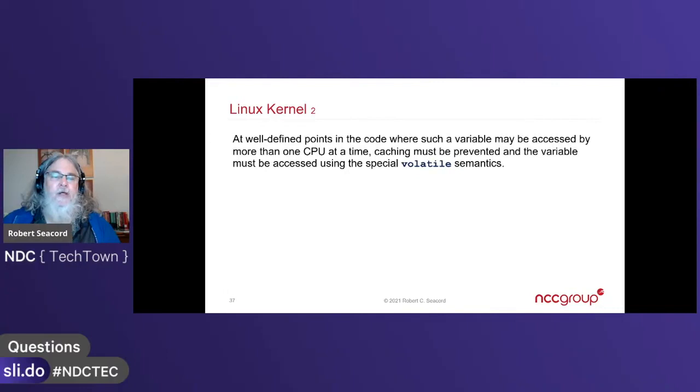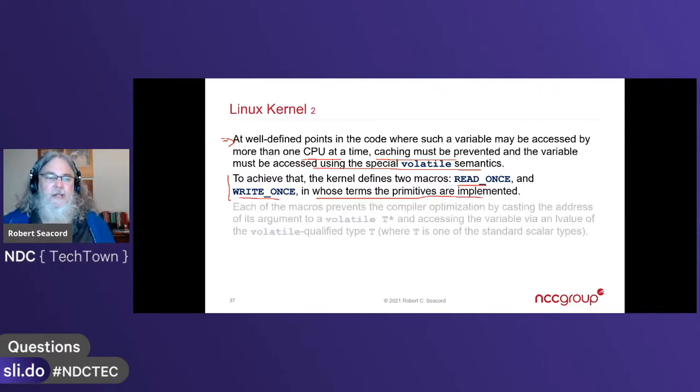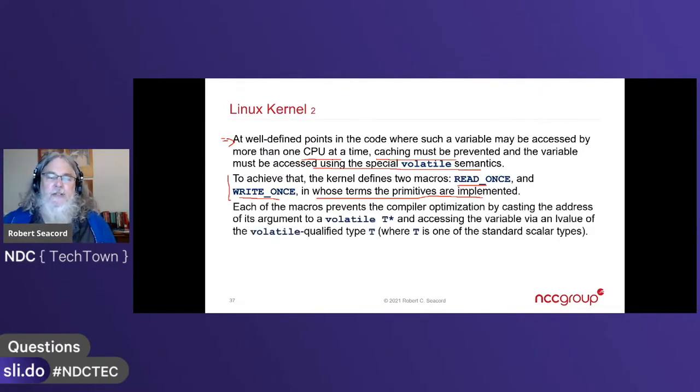At well-defined points in the kernel, a variable might need to be accessed by more than one CPU at a time, at which time we want to prevent caching. On these occasions, these objects need to be accessed through volatile semantics. To achieve this, the kernel has two macros, a read once and a write once macro, which provide these primitives using volatile semantics. Each macro prevents compiler optimization by casting the argument to a volatile qualified pointer.